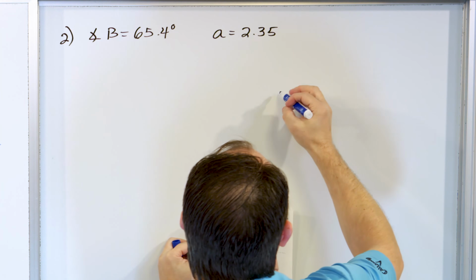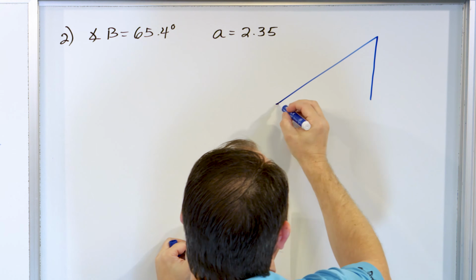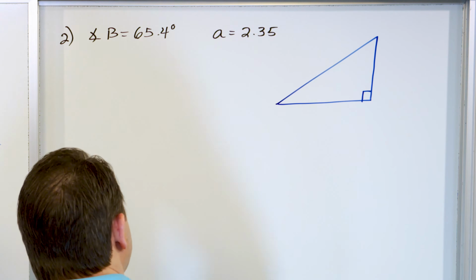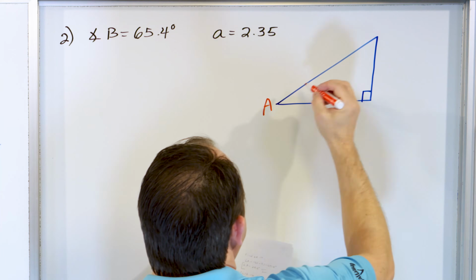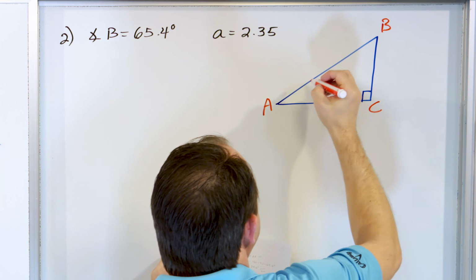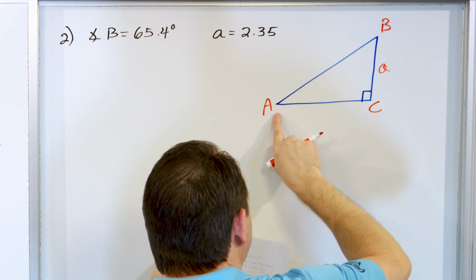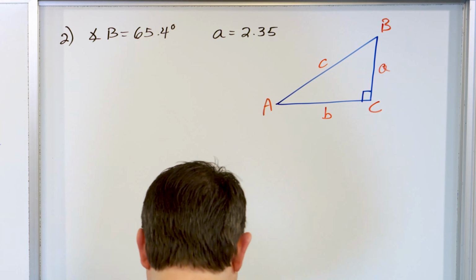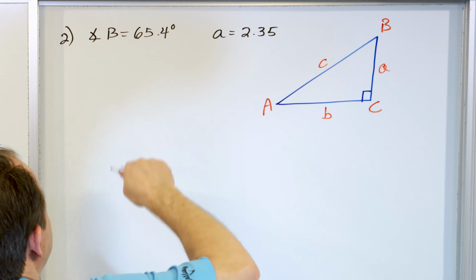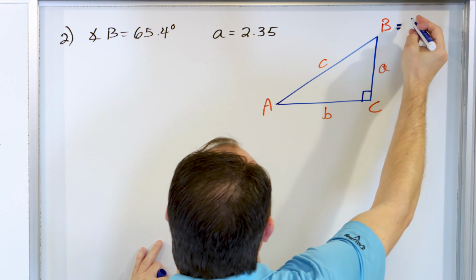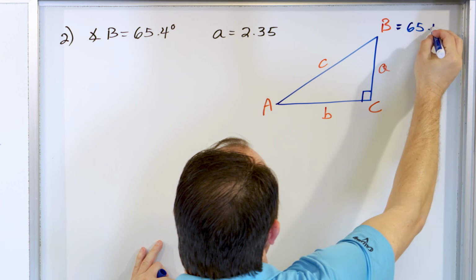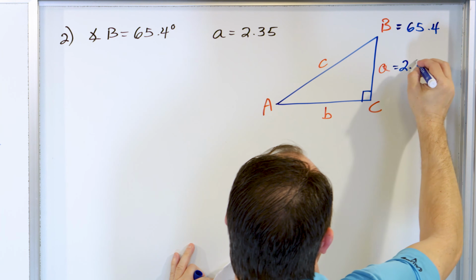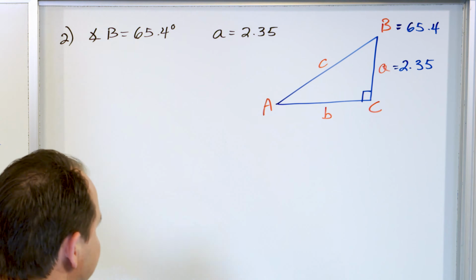So the first thing we do is what we always do, draw the triangle. Don't try to do this without drawing a triangle. You have a right angle right here, and always label everything. This is side A, this is side B, this is side C, this is angle A, B, and C, then side A, side B, and side C like this. Now we're given in the problem statement that B is 65.4, so I can put that here. And side A, which is this, is 2.35. So I recommend you just put that in the drawing.